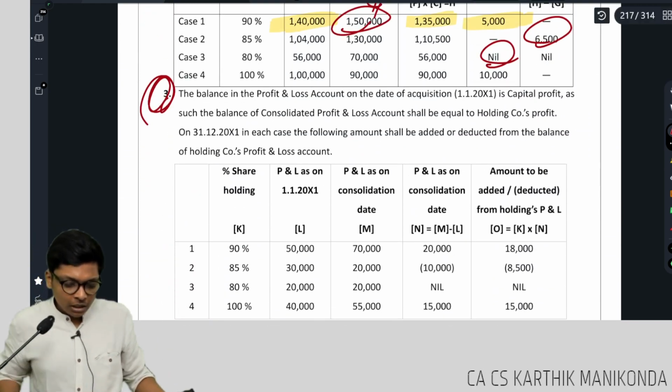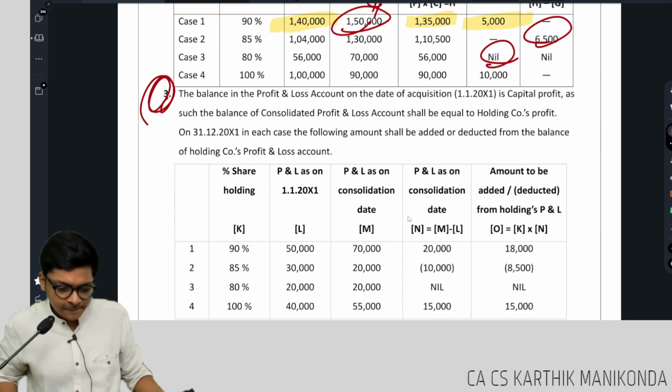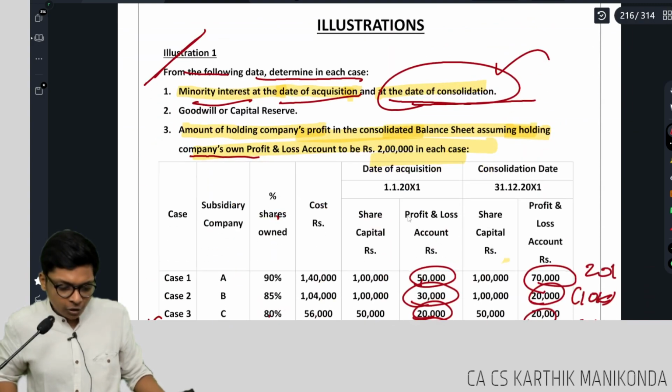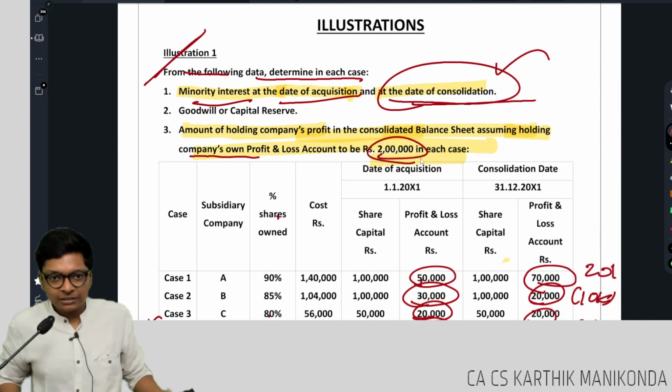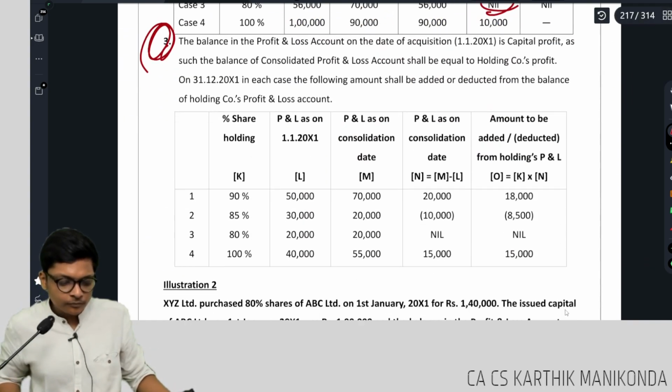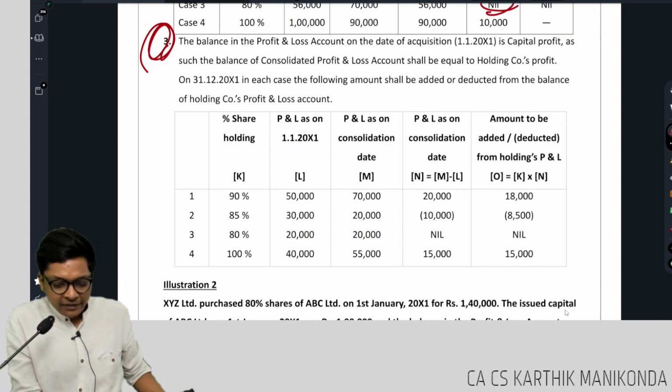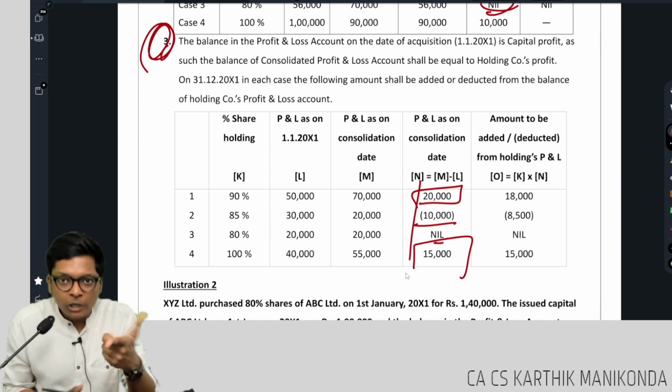Look at this. In all the cases, your P&L is 2 lakhs. 2 lakh plus what? Look at this. We found this. 20 we found. Negative 10 we found. Nil and 15. But this is the whole post.